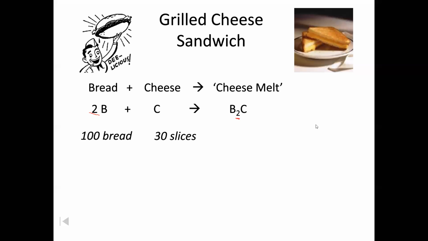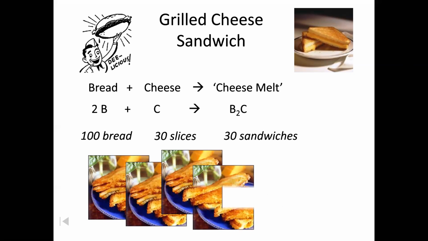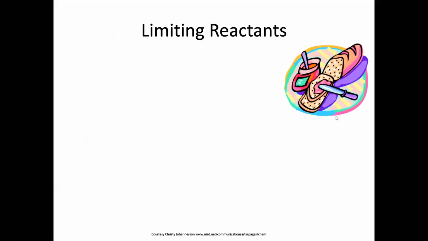All right. So I am making a bunch of sandwiches. I got 100 pieces of bread, 30 slices of cheese. How many sandwiches can I make? 30. Yeah, easy math, right? As soon as it's food, it's easy. You didn't even need the multiple guess. So many grilled cheese sandwiches.